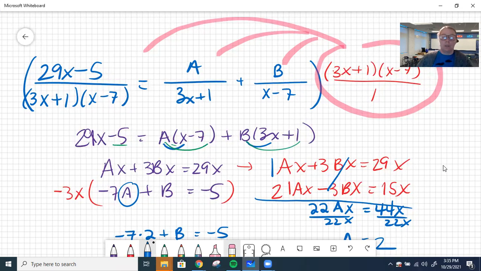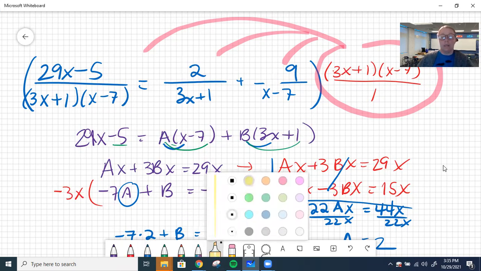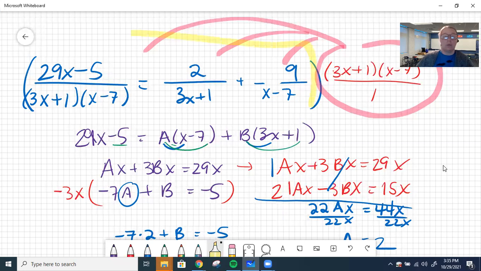So then going back up to here, and I'm going to cheat a little bit. My final answer would be, I found out that a was 2 and b was 9. So my final answer would be right here, that this original 29x minus 5 over 3x plus 1 times x minus 7 decomposes into this.